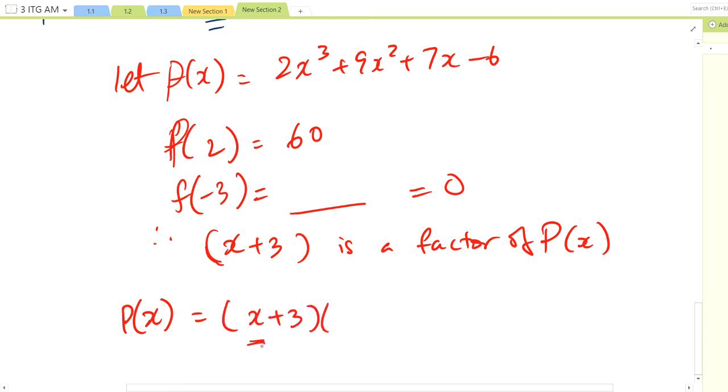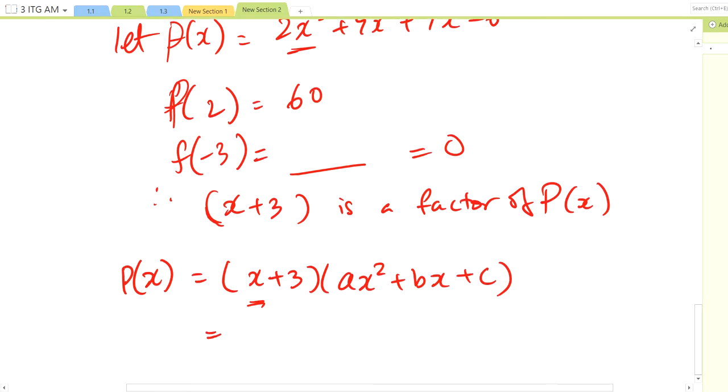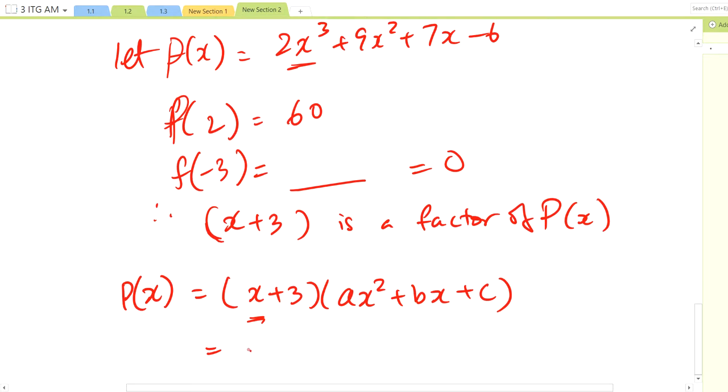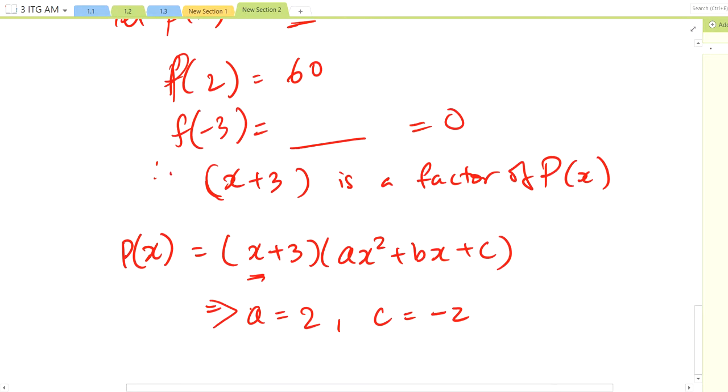Because this is linear, this is cubic, I am going to have ax squared plus bx plus c. This is for p(x). Now I'm going to compare the coefficient. Okay. a equals 2. c equals negative 2. Agree? Then now we just need to find the value of b. Let's substitute in. What value you want to substitute in?